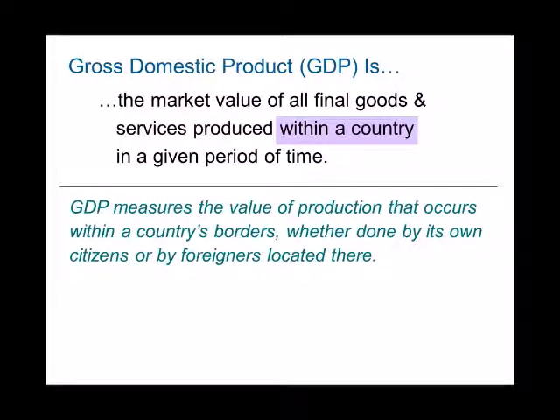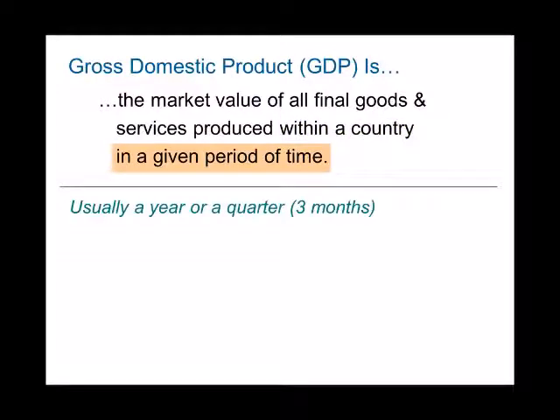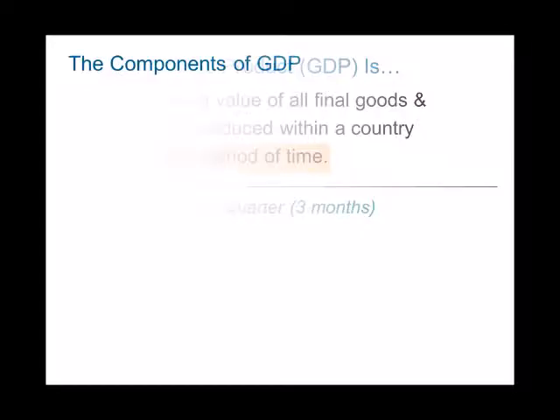GDP measures the production of the goods and services within the borders of a country, regardless of citizenship status. So anybody who is producing any product within the US, all those products are part of US GDP. And it is usually during a given period of time, so usually a quarter or a year. So in short, it's basically all the products that the country produces in a given period of time that are intended for the final user.